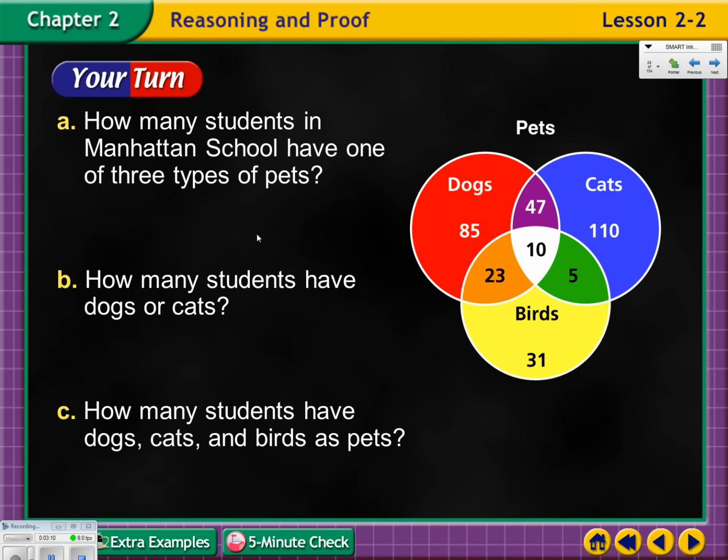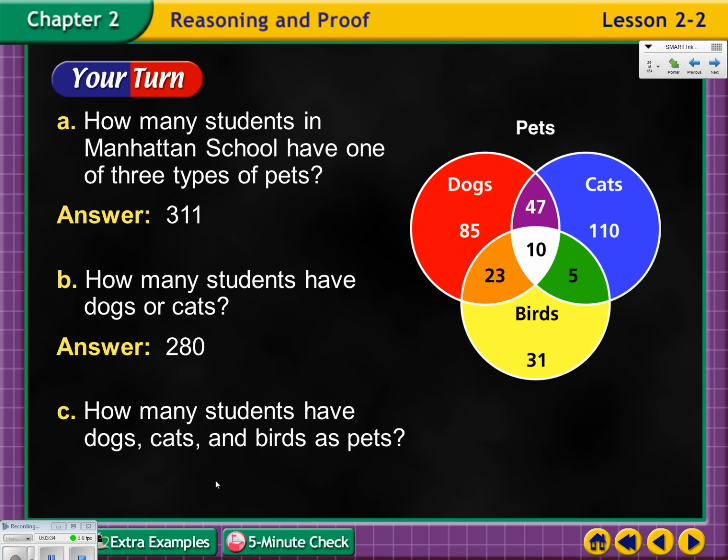How many students in the Manhattan school have one of the 3 types of pets? The answer is 311. We added them all up. How many students have dogs or cats? We would count all of the people in the dog circle along with all the people in the cat circle, making sure not to double count the 47 and the 10.